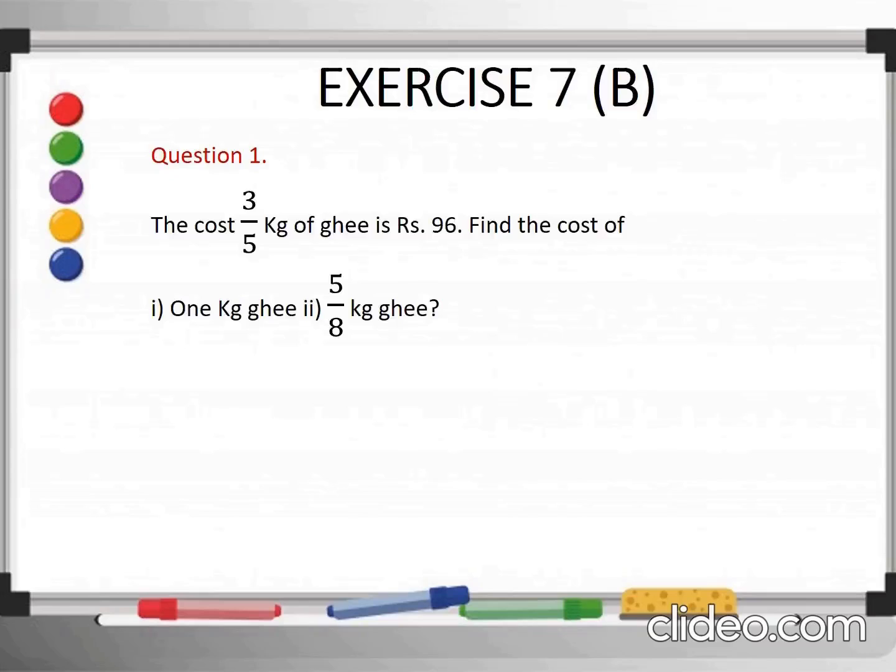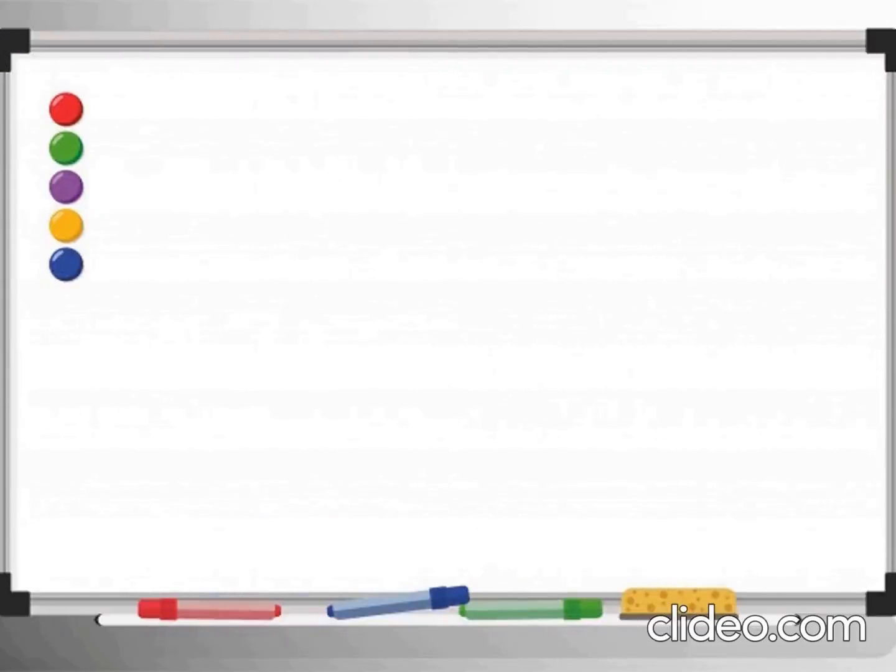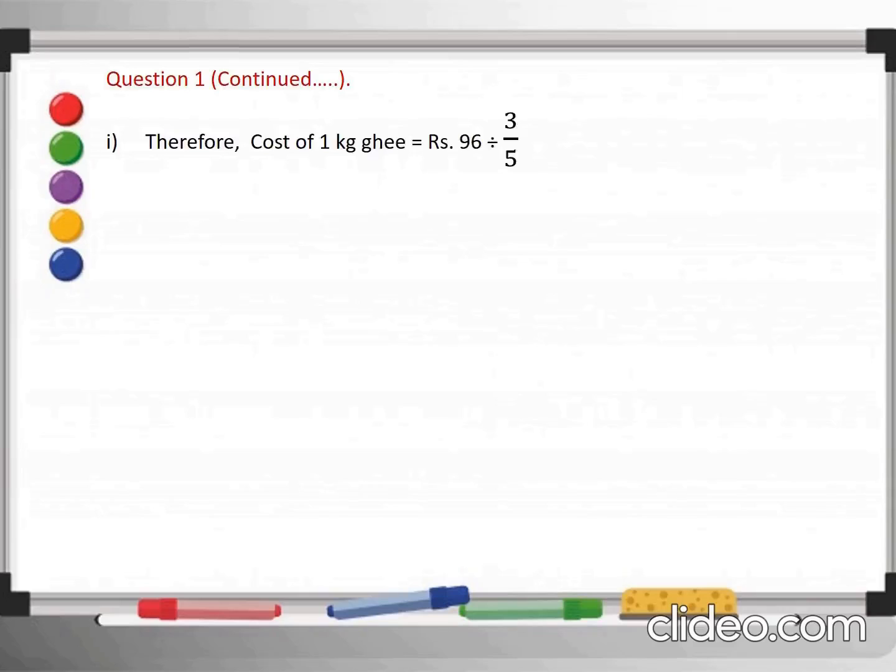So what is given here? Cost of 3 upon 5 kg of ghee is equal to 96 rupees. We need to find out the cost of 1 kg ghee and 5 upon 8 kg of ghee. To find out cost of 1 kg ghee, it is equal to 96 upon 3 upon 5. We have division sign here. So when we change the sign from division to multiplication, we'll write the reciprocal of the fraction.